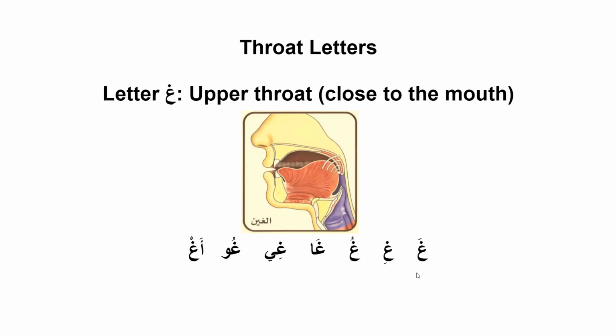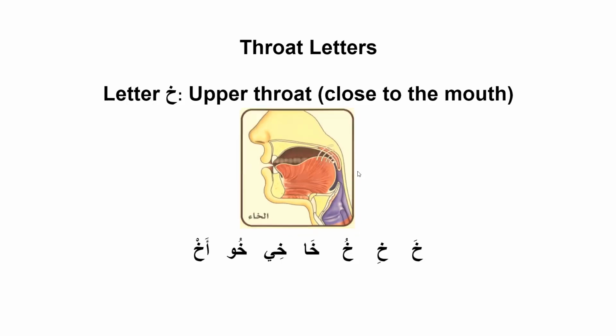So this letter ghain, gha, ghi, ghu, gha, ghi, ghu. So you hear that gha, gha. You will feel a little bit of vibration because it is coming close in contact to the mouth. So because of this contact, you should feel a little bit of vibration. Gha, ghi, ghu. So this is the upper throat. So we have at the lower throat, hamza ha. The middle throat, we have ain ha. Then from the top of the throat, we have ghain.